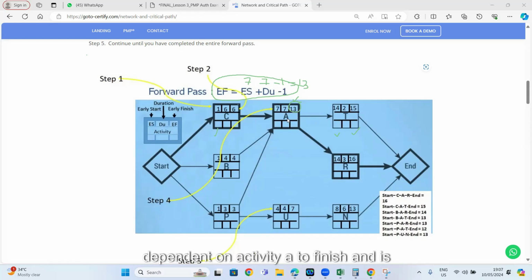Now let's say activity T, when can it start? It is dependent on activity A to finish, and A is finishing at the end of day 13. So what is the next day? The next day is the start of day 14 when activity T can start. Good. When you move forward, you enter the top values like early start and early finish. So what will be the early finish then? 14 plus 2 is 16, minus 1 is 15. So I am done with defining the early start and early finish for activity T also.